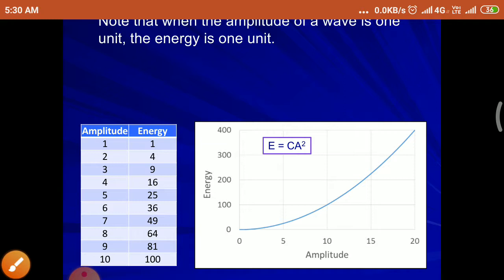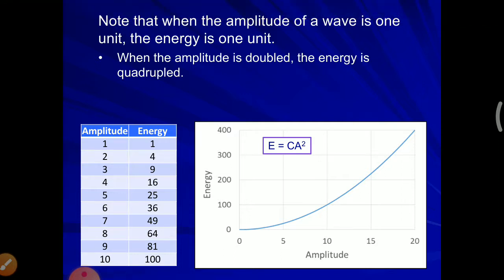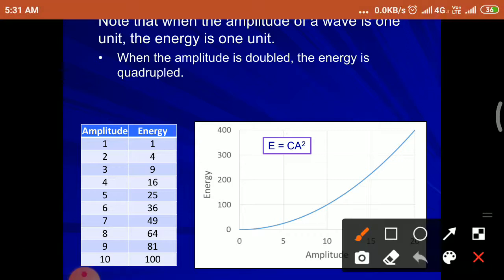So note that when the amplitude of a wave is 1 unit, the energy is 1 unit. When the amplitude is doubled, the energy is quadrupled. Here the amplitude value is 2, that means it is doubled, and the energy value is 4.